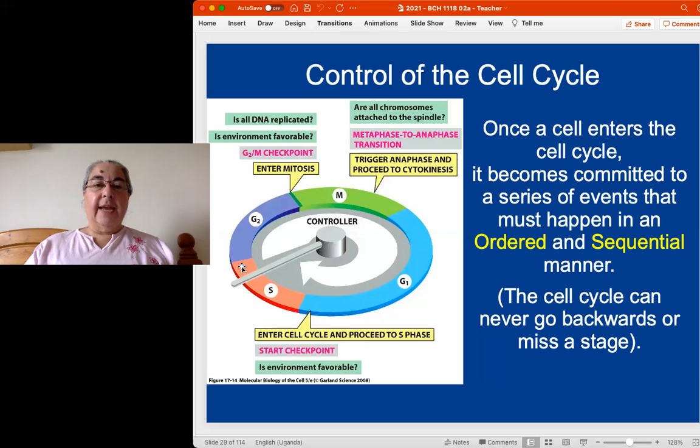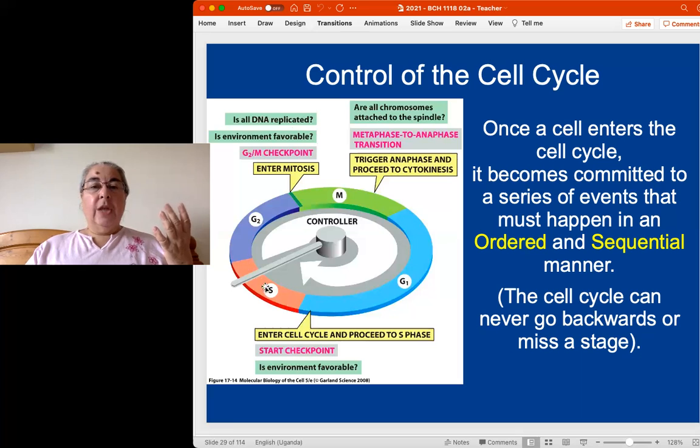So after DNA synthesis, we enter G2 phase, and there is another checkpoint at the end of G2 before the cell enters mitosis. So the question being asked here, again, is the environment favorable? Is the signal telling the cell to divide still present? Is the food source still present? And the second big, very important question that's being asked is, is all the DNA replicated?